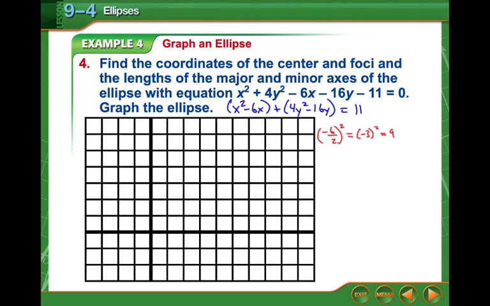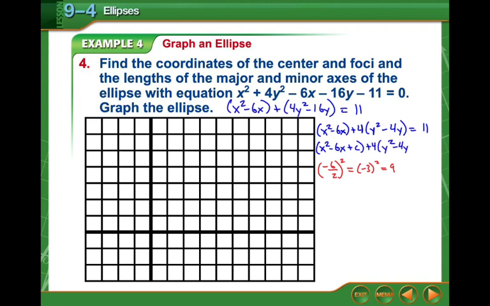So let me go ahead and rewrite this a little bit here. Let me move this down for you. There we go. And we're going to rewrite this equation one more time with the 4 outside. So x squared minus 6x plus 4 times y squared minus 4y equal to 11. There we go. So we're going to have to complete the square, as I said. So x squared minus 6x plus c plus 4 times y squared minus 4y plus d, I guess.